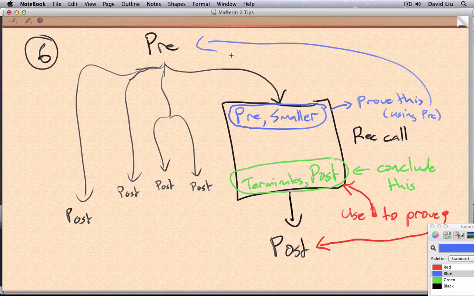And I said in class that a common mistake is students will just kind of stop there and not really finish off their proof. So a tip that I will give you is don't forget about this part. Something happens after the recursive call probably, even if it's just a simple return statement. So you really need to use the postcondition of the recursive call to prove the postcondition of the original function call. So don't forget about this step.